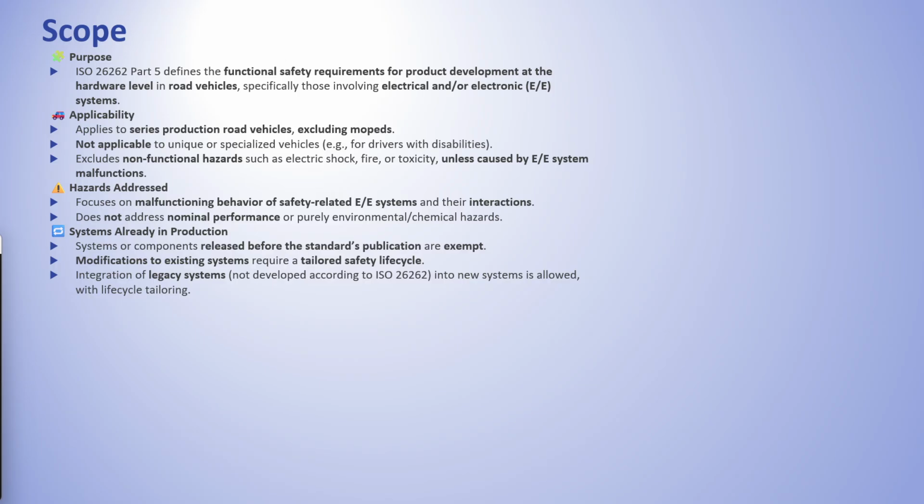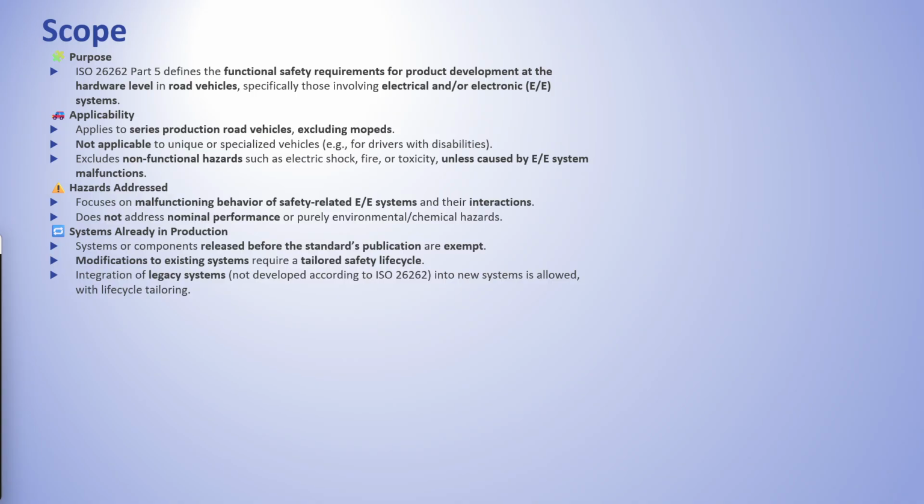Okay, that makes sense. What about, say, older systems? Stuff that was designed and released before this standard came out? Or are they just exempt? Generally, yes. Systems or components released before the standard's publication are typically exempt from having to meet Part 5 retroactively. But there's a catch. If you modify those existing systems, or if you integrate those older legacy systems into new designs, then you need a tailored safety life cycle. Basically, you have to assess them and make sure any changes or new integrations meet the current safety expectations. It shows that focus on continuous improvement, managing risk even with older tech.